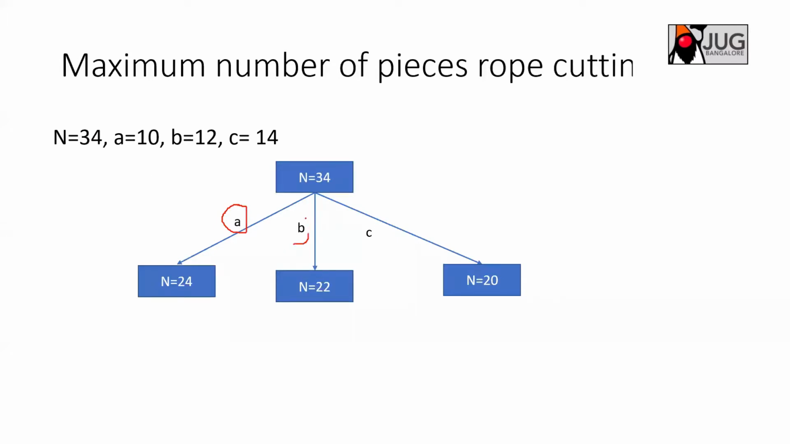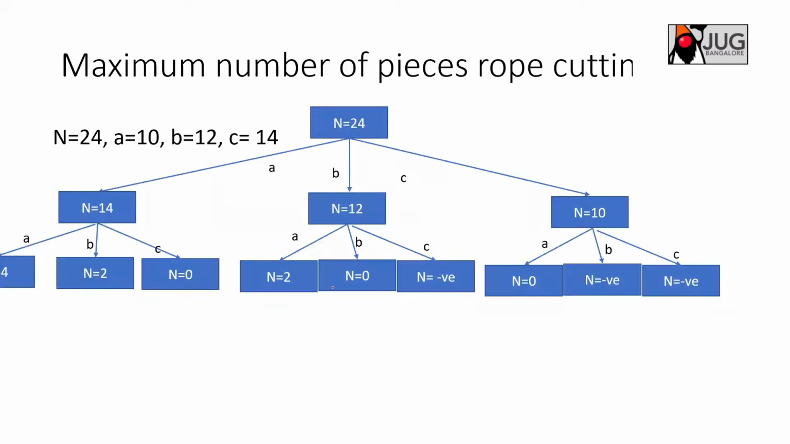Similarly, I will make a cut of B, which is 12, and the leftover length will be 2. And then again, I will make a cut of C and call the remaining length. This is made recursive. Even though I'm showing it diagrammatically like this, it is depth first. That is how the recursion works, so these things will be executed first.